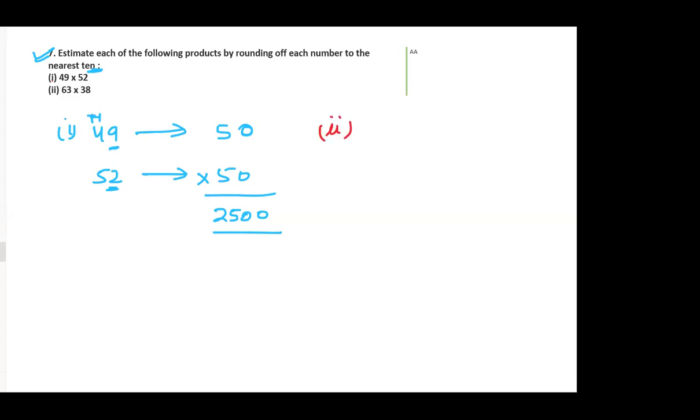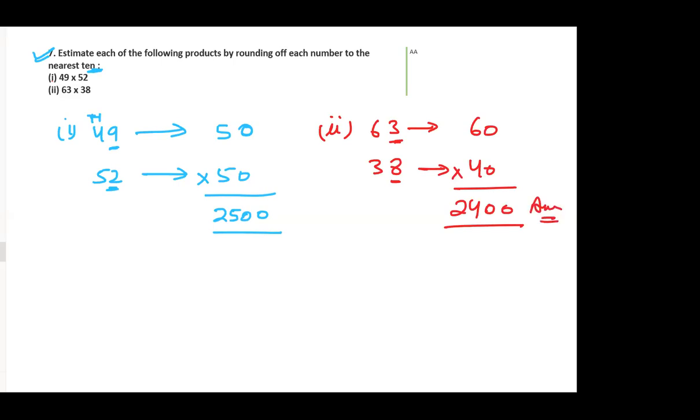Second question. 63, round off 63 to the nearest 10, you will get 60, and round off 38, you will get 40. Okay, then multiply 6 fours are 24 and 00 as it is. This is the answer. Clear or not?